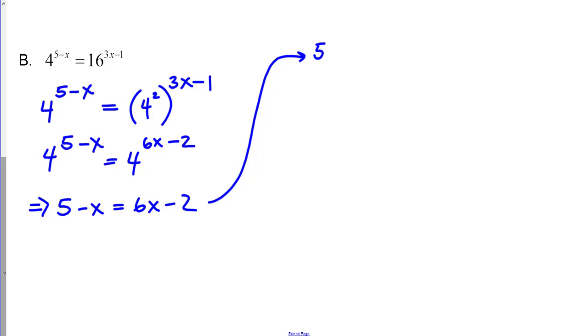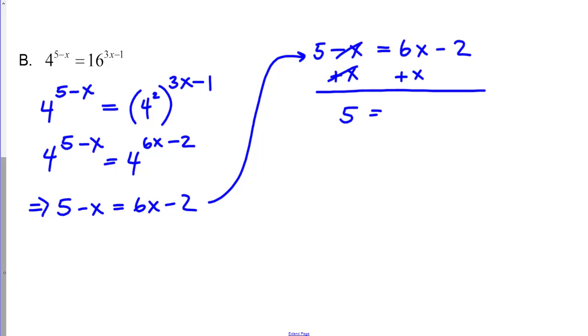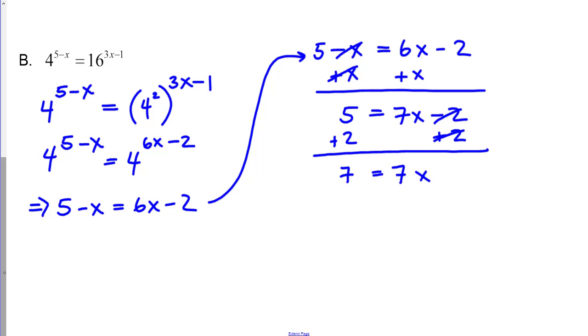So 5 minus x equals 6x minus 2. So I think what I'll do to start with is add x to both sides. So 5 equals 7x minus 2. And then in getting the exponents on their own, I'm going to add 2 to both sides. So 7 equals 7x. Divide both sides by 7 to cancel this out. 7 over 7 is 1. So the missing value of x is 1.